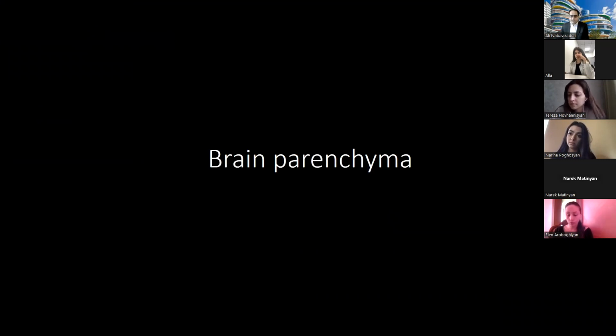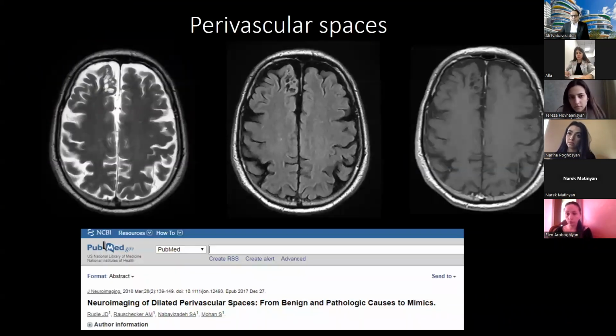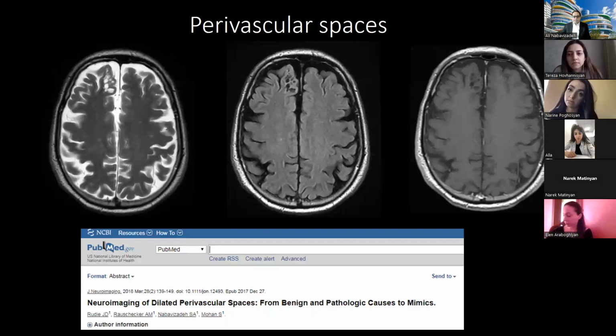And I'm going to start with brain parenchyma. One of the most common variations that we see in the brain are perivascular spaces. They can be in any part of the brain. Here you can see a patient with prominent perivascular spaces in the right frontal subcortical white matter. They're bright on T2, they're dark on FLAIR, and they don't enhance. So this is a typical perivascular space.